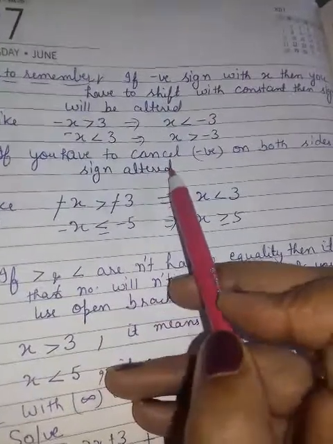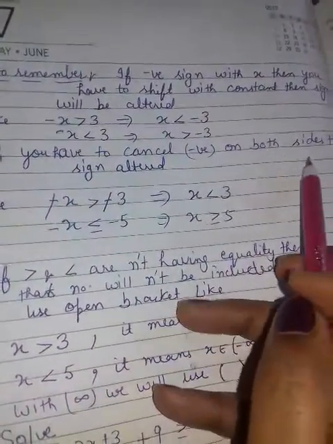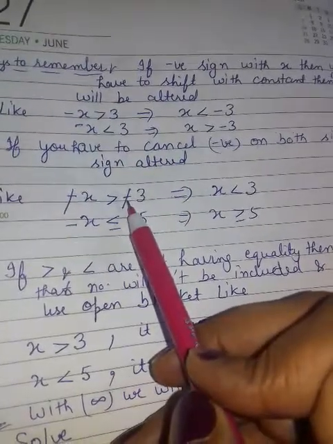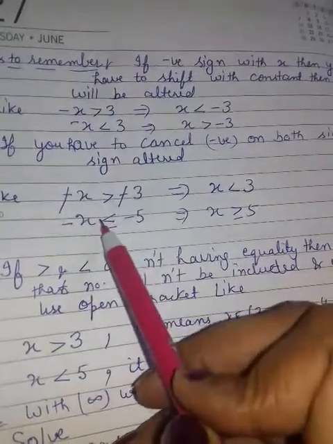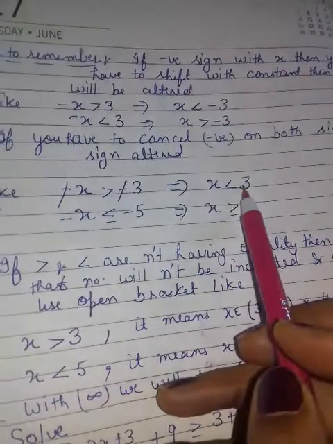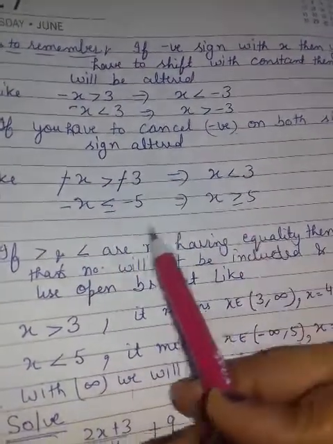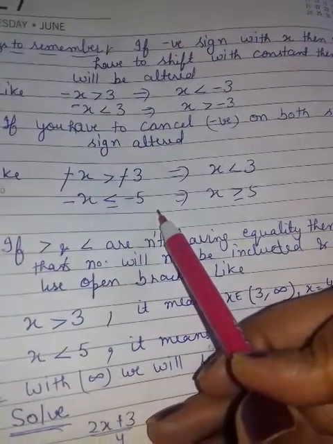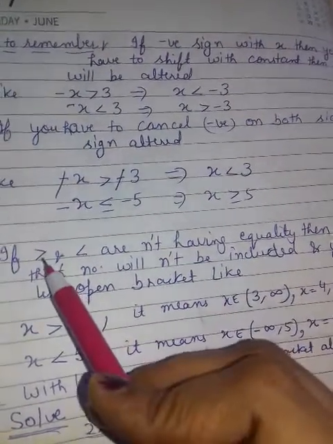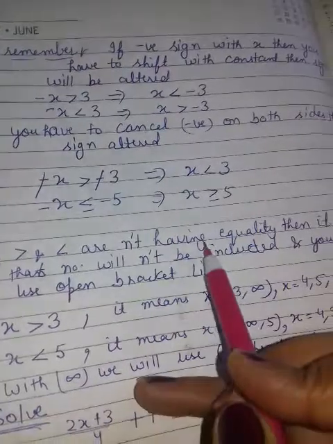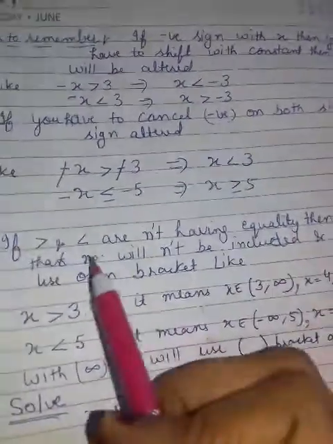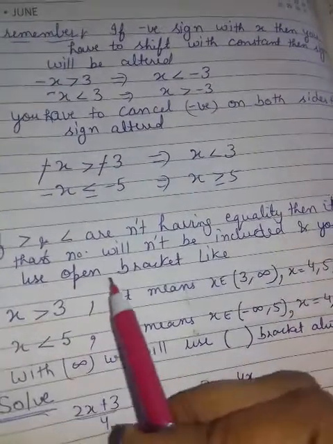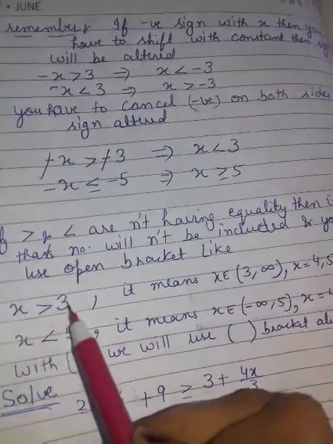If you have to cancel the negative sign on both sides, then also the sign is altered. Like when both sides have a negative, if you have to cancel it, then the sign will be shifted. Similarly in this manner. I hope you are getting it. Remember, these are very important results for inequality. And if less than or greater than does not have equality, then that number will not be included, and you will use the open bracket, like x is greater than 3.